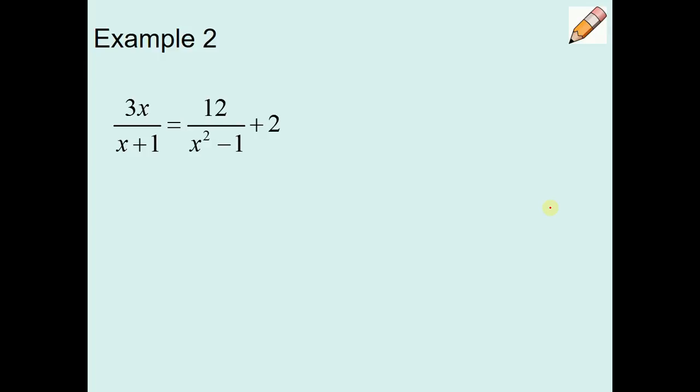Well, let's try example 2, shall we? I have 3x over x plus 1 equals 12 over x squared minus 1, and then plus 2. First things first, I'm going to change this x squared minus 1 into x plus 1, x minus 1. That way I can find the common denominator here. And it looks like that might actually be the common denominator. So this would be a 1, which can just sit right there. X plus 1 I already have, and then I just needed the x minus 1. So let's multiply each piece by our LCD.